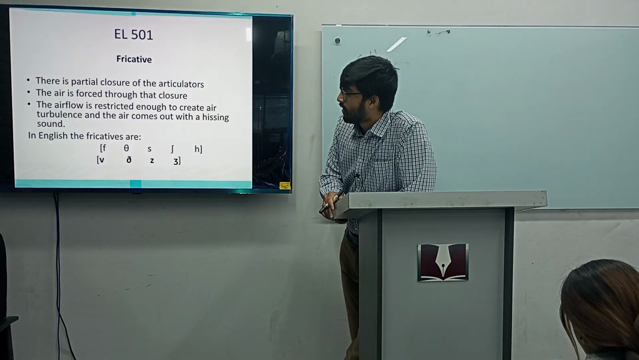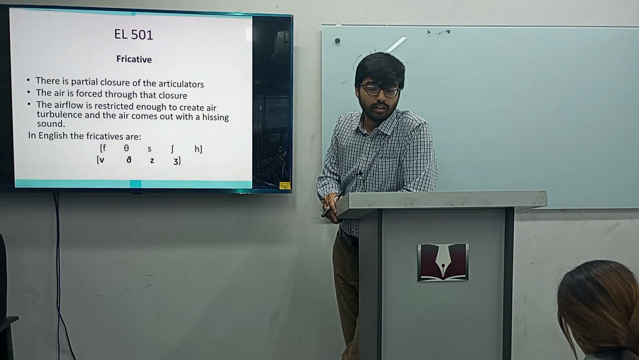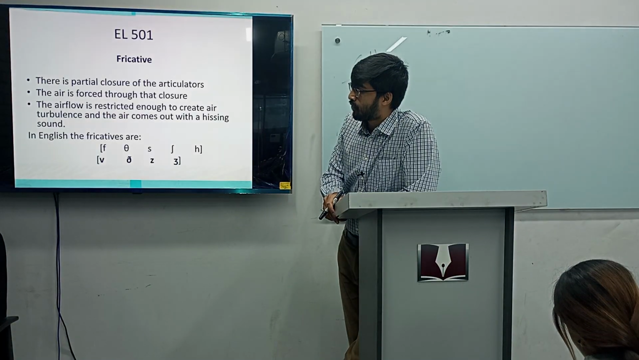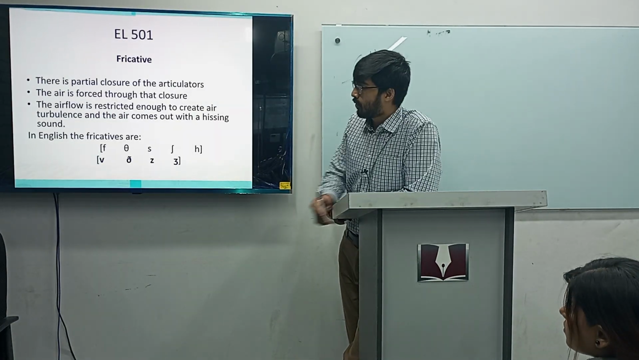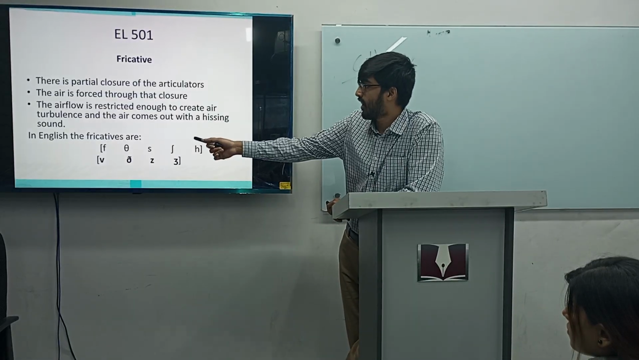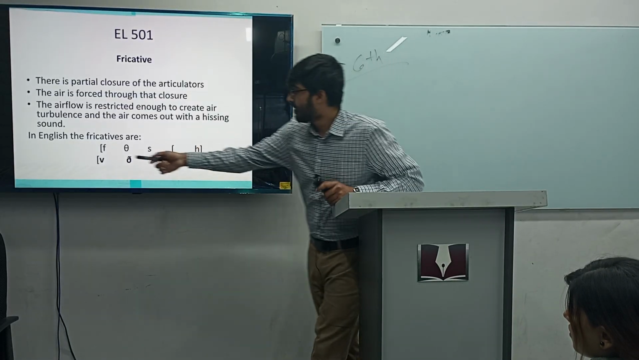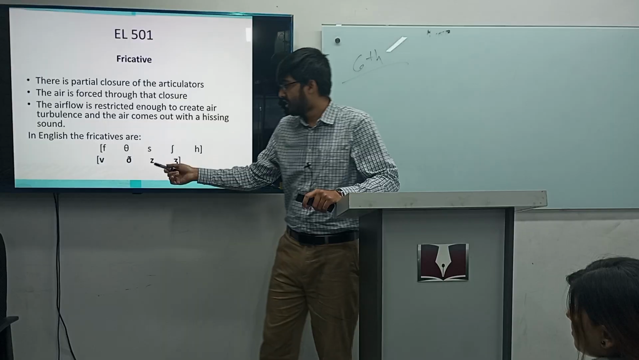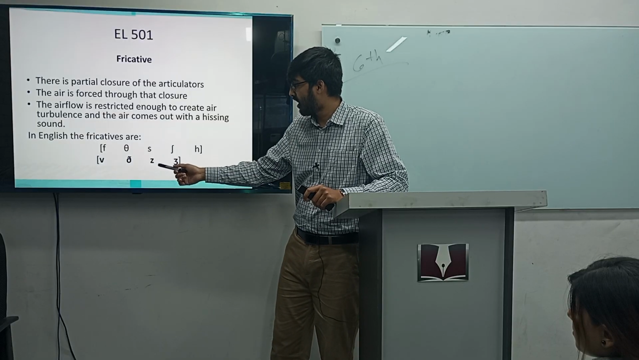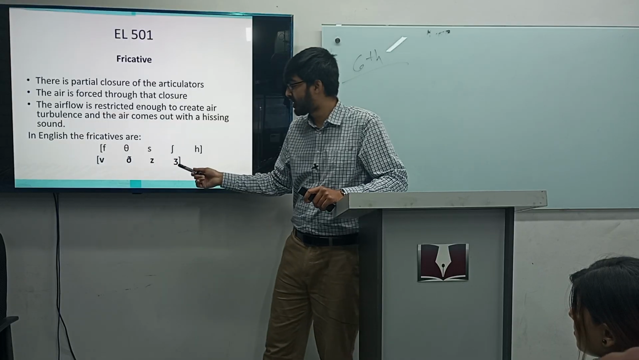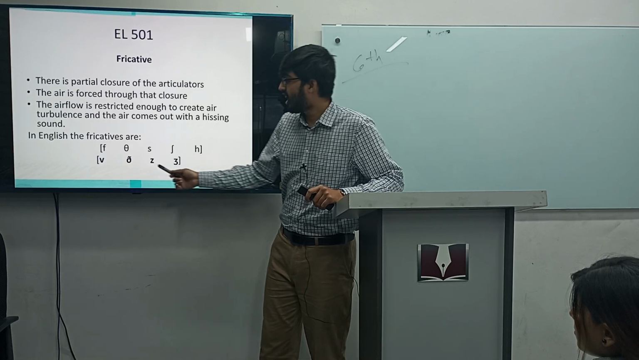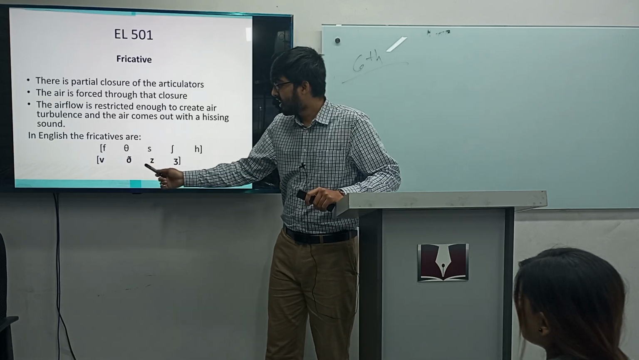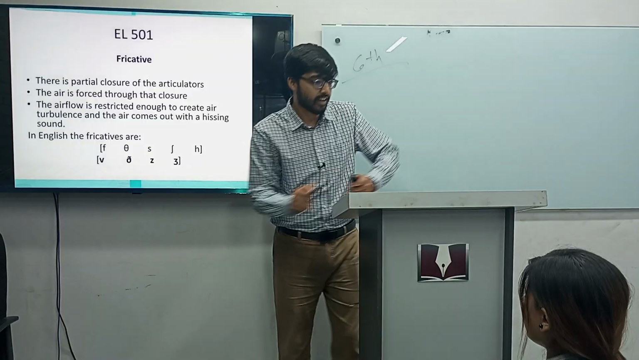Okay. So English has 9 fricatives. 5 of them are voiceless. 4 of them are voiced. We all know the thing. Fa, tha, sa, sha, ha, va, tha, za, zha.